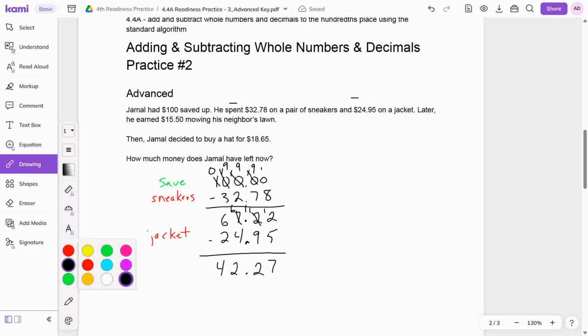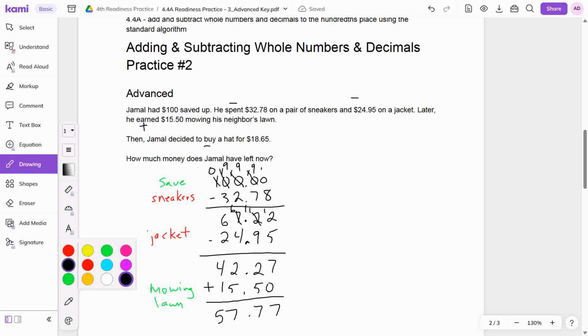Later he earns, so we're going to add money there. All right, so mowing lawn. For this one, I want to add 15.50. So let's put that back in. That's going to be a 7, that's going to be a 7, that's going to be a 7 and a 5. So now we're looking at $57.77.